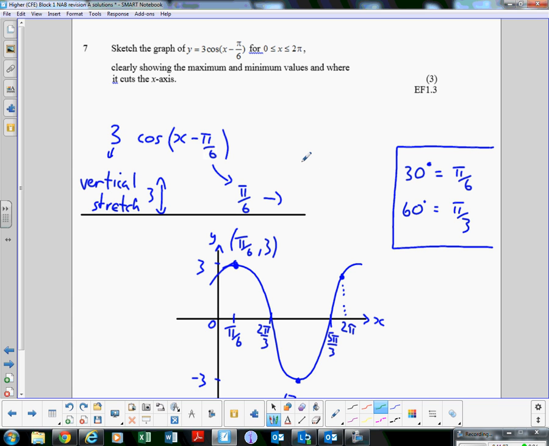Question 7. So a little bit messy up here, but the 3 at the front, thinking of 3f of x, this 3 will stretch the graph vertically. So rather than having a maximum value of 1 and a minimum value of -1, it will be 3 and -3. Cos of x minus pi by 6, thinking of it as f of x minus pi by 6, moves the whole cosine curve along to the right by pi by 6, or if you like thinking in degrees, 30 degrees.